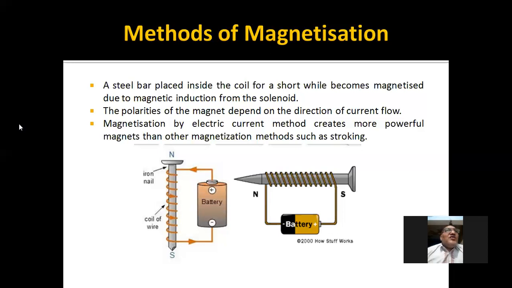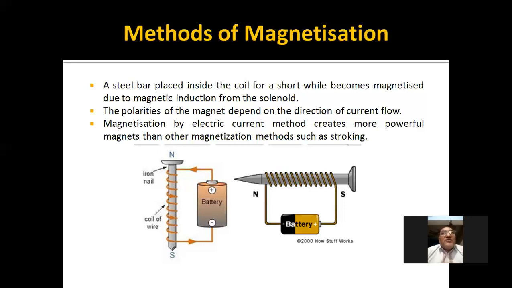In the case of iron, you know what happens when you cut off the current? The iron loses its magnetism. But in the case of steel, when you switch off the current, the steel will not lose its magnetism. That's why we say that steel is a hard magnetic material, because once it's magnetized, it retains its magnetic properties for a longer time.